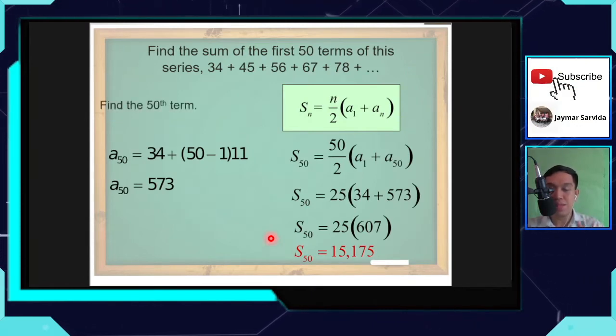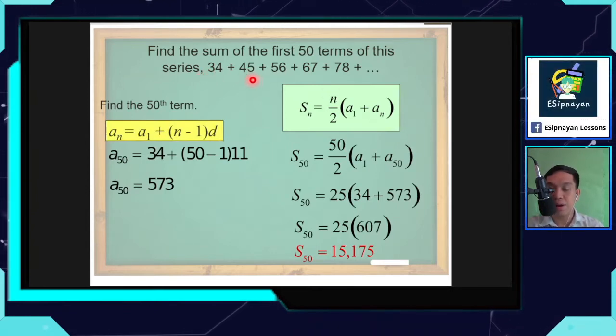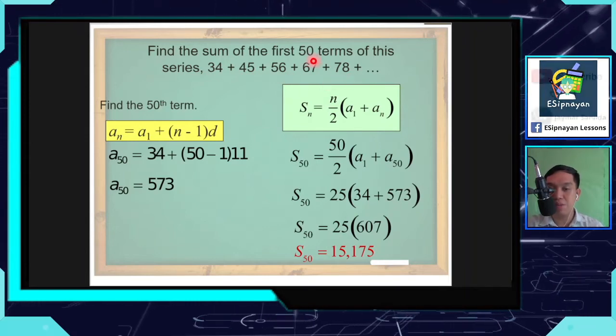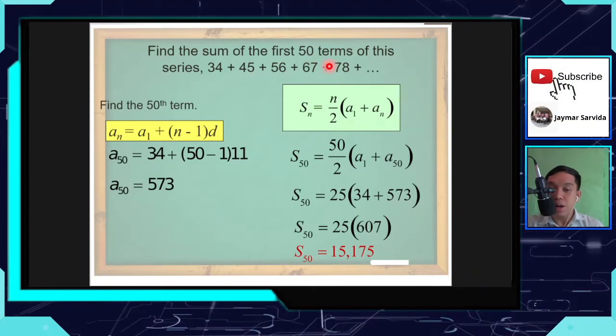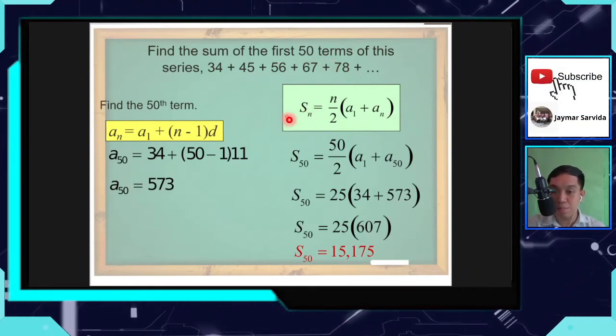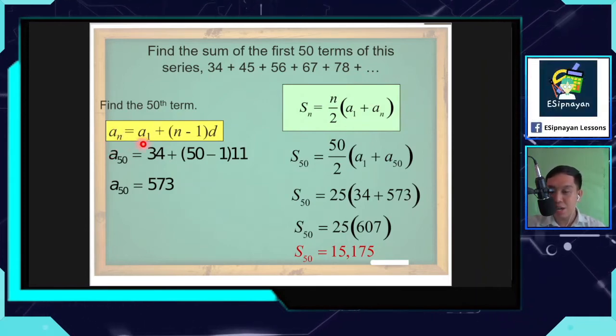Dito class, find the sum of the first 50 terms of this series. Ito yung ating series: 34, 45, 56, 67, and 78. So, hanapin natin yung first 50 terms. Okay, so since wala tayong last term dito, pwede natin gamitin ang formula na to. Hahanapin muna natin yung last term gamit yung ating general rule.